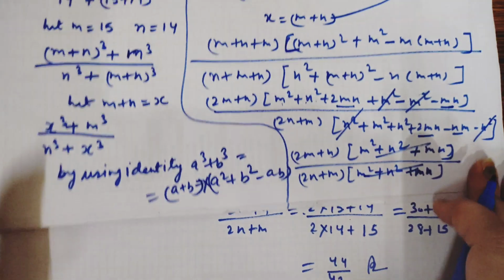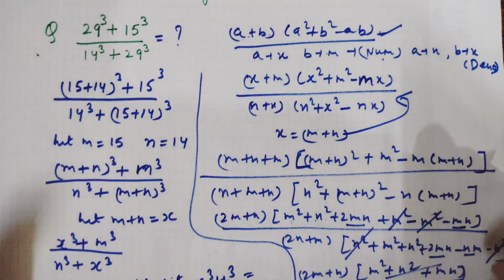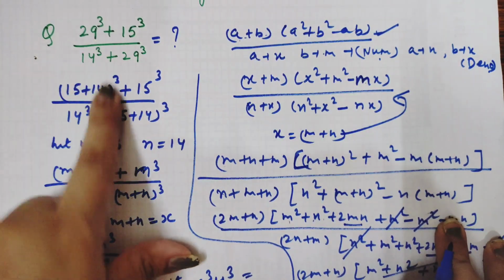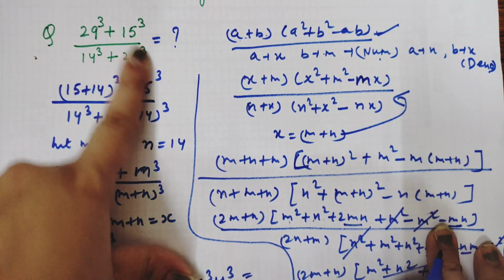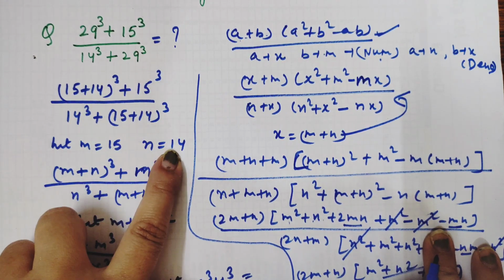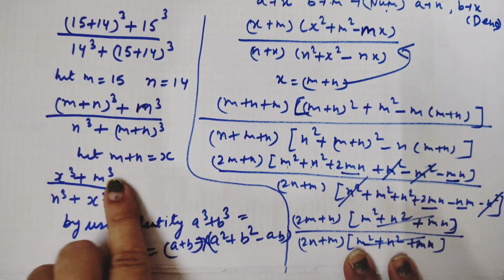So this is the question. Okay, we'll repeat this question. We will break 29 into 15 plus 14, and this 15 cube is as it is. After that, m is 15 and n is 14. Just put the value. Now m plus n, consider x. So this is the x form.